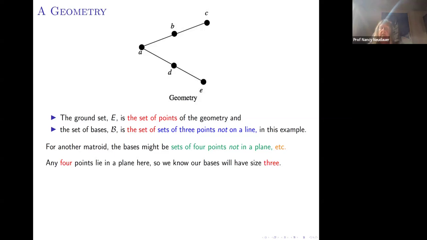In this case, because I'm telling you this is a dimension 2 geometry, or it all lies in a plane, any 4 points lie in a plane here. So we know all our bases will have size 3. So I have my ground set or set of elements, A, B, C, D, E, the 5 points. And now we want to find some bases of this matroid. So look for 3 points not on a line. I'll let you write some down. So any 3 points not on the same line.